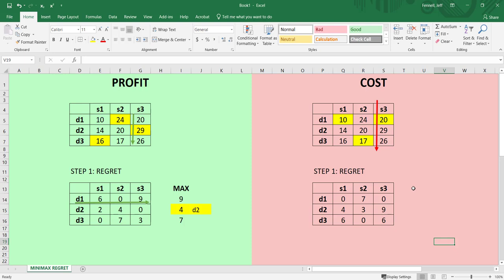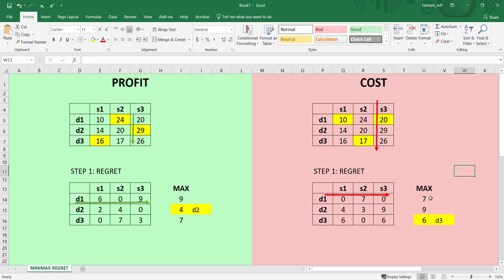Once again, once our regret table is created, the next thing we look at is our maximum regret for each decision alternative. The maximum regret we have for D1 is 7 units, for D2 is 9 units, and for D3 is 6 units. And once again, we want to choose the minimum value here. The minimum value in this case being D3 would be the alternative we would choose under this decision-making criteria, the Minimax regret approach dealing with cost.